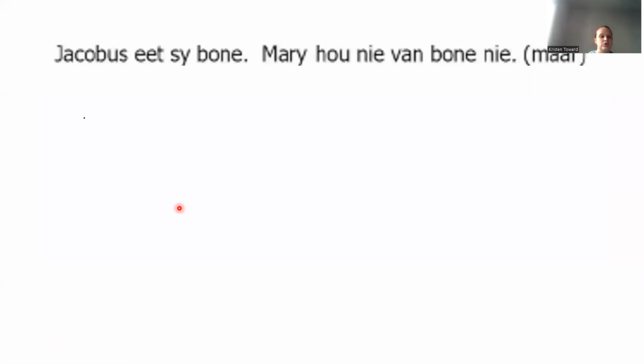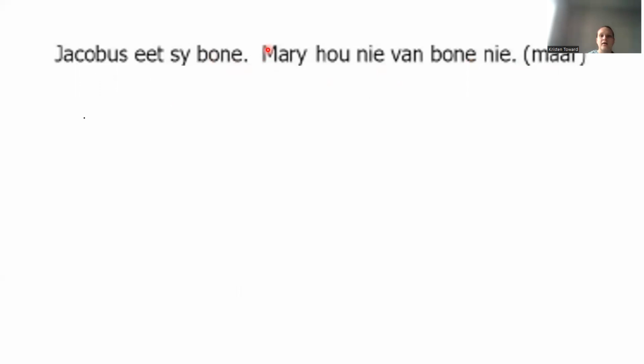So now to go into some examples. Jacobus eet sy bone. Mary hou nie van bone nie. Okay. So now they've given us the conjunction maar. If we remember our rhyme meow, dog, we can see that maar is our group 1. So for this one, we can see that it's going to stay the same. Jacobus eet sy bone, maar Mary hou nie van bone nie.